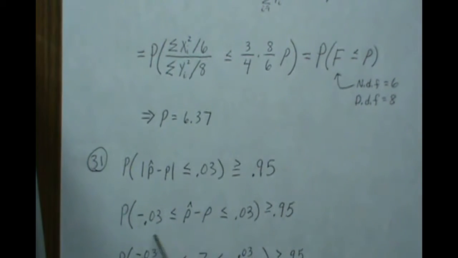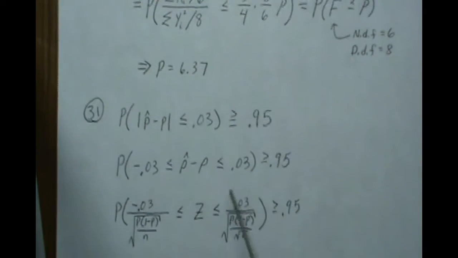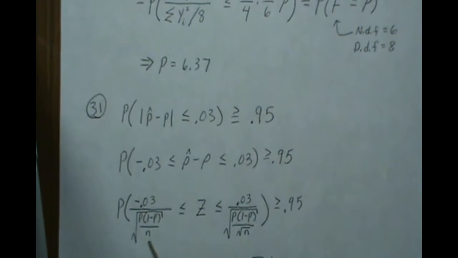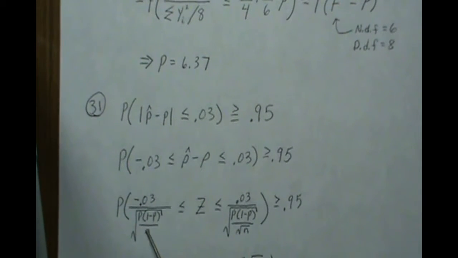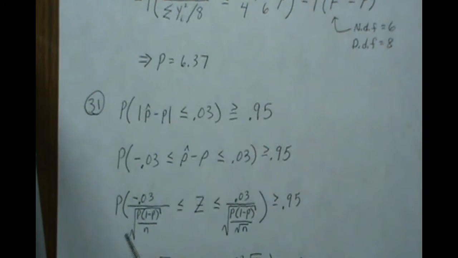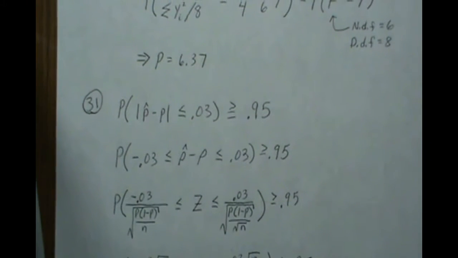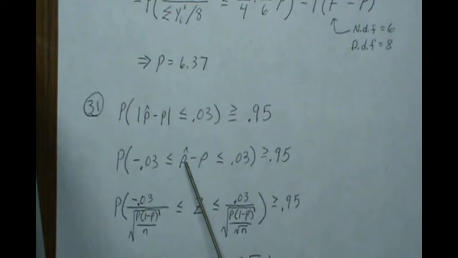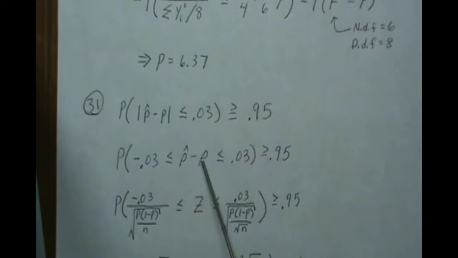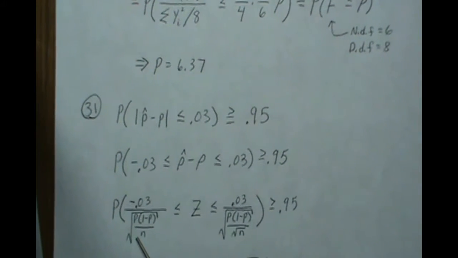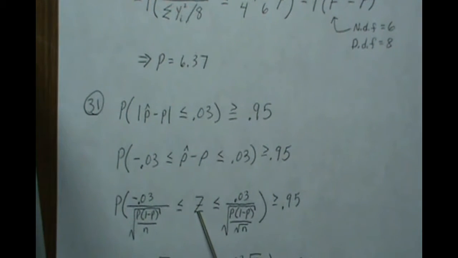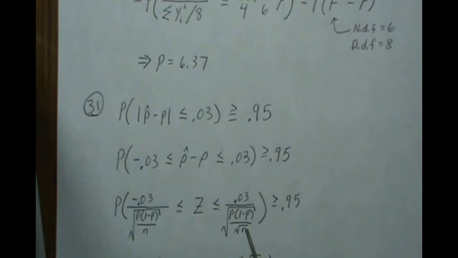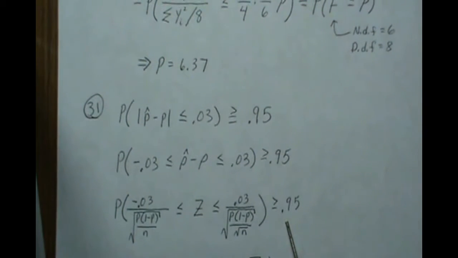And now we're going to divide everything by a number, which is this, and this is the standard deviation associated with this difference. It's actually the standard deviation associated with P hat, but P is a constant, so it doesn't affect the standard deviation. So then we get this, and this becomes a Z statistic. We still want it to be greater than 0.95.